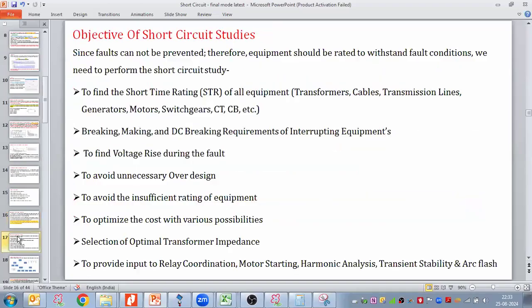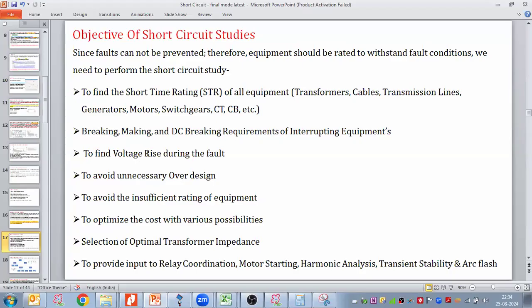Right? And along with this, we also have some other reasons to perform the short circuit study. Since faults cannot be prevented, equipment should be rated to withstand fault conditions. We need to perform the short circuit study to find out the short time rating of all equipment: transformer, cables, transmission line, generator, motor, switchgear, CT, everything, and to find out the breaking, making, and DC breaking capacity of the breaker, or interrupting equipment, that I can say as the circuit breaker.